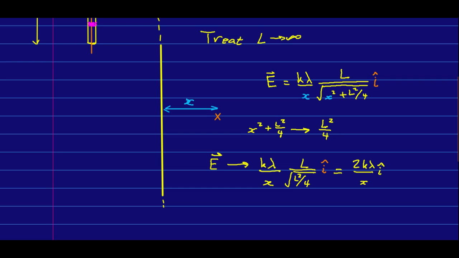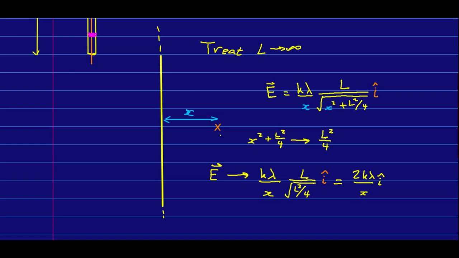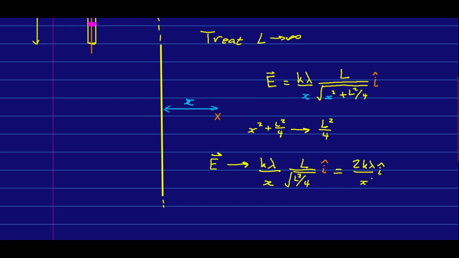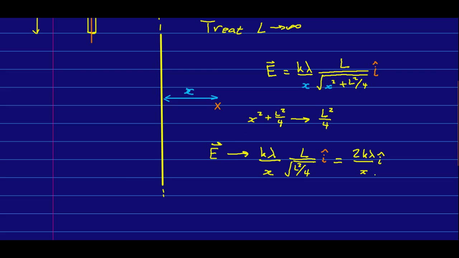And this is actually quite often a useful expression. When you have a long, thin wire, then anywhere that you look that is near the wire, so that its ends are far away, but not so near that you need to worry about its thickness, this will give you a good approximation to the E field.